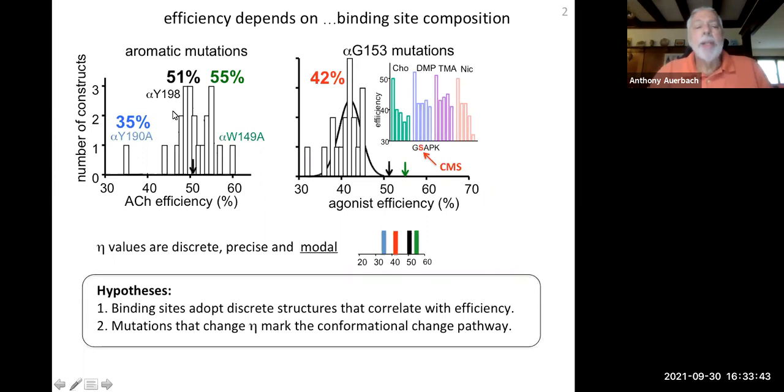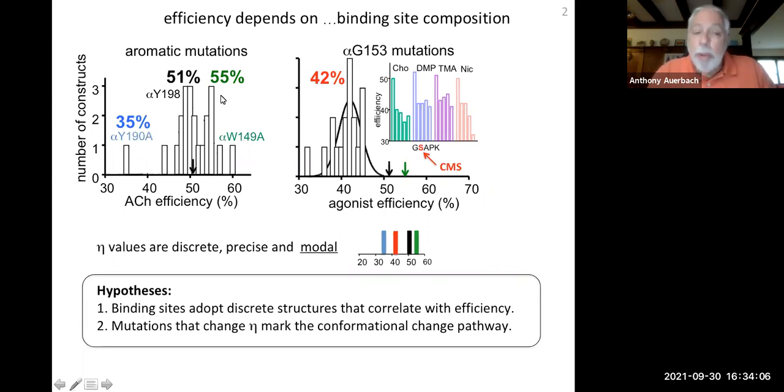So 198 doesn't do anything to efficiency. I don't think 198 is involved in getting energy out of the binding pocket. 149 actually increases efficiency. That means when you put an A there, you don't have to move that bulky tryptophan around. And 198A reduces it to the 35, the same as varenicline. So I think that these two are involved in moving energy out of the binding pocket.